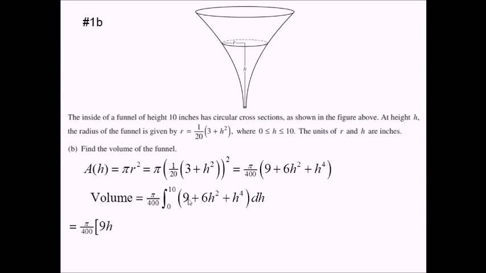And we have 9h plus, this bumps up to a 3. We're going to have 2h cubed plus 1/5 h to the 5th, all integrated or evaluated from 0 to 10. So we've got pi over 400, and then we've got all of this stuff with 10 plugged in, minus all of this stuff with 0 plugged in.